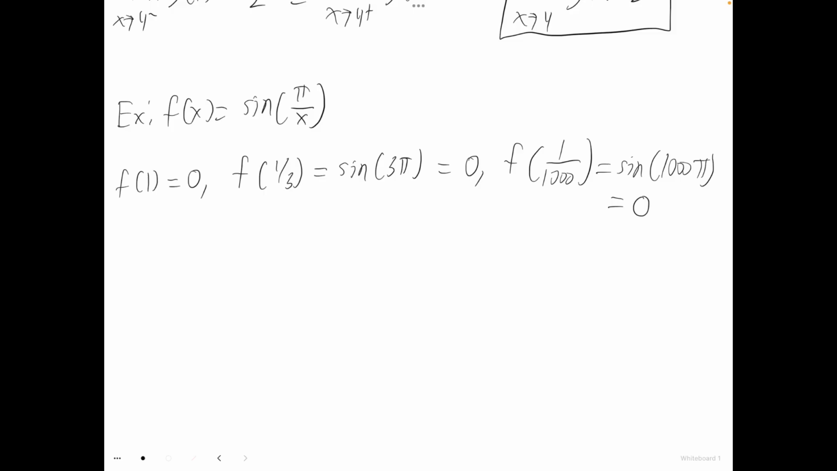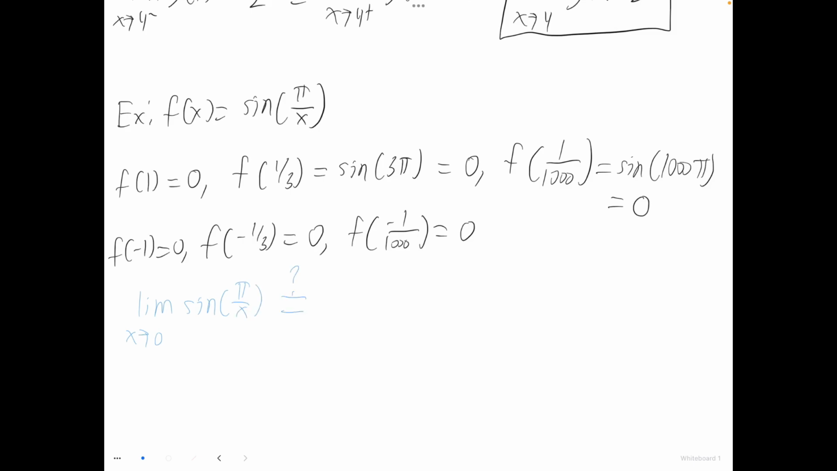Now there's nothing special about taking the positives here. And so f of negative 1 is also 0. f of negative 1/3 is also 0, and f of negative 1 over 1,000 is also 0. So it looks like this limit might be going towards 0, namely the limit as x approaches 0 of sine of pi over x. But what if we were just to pick things a bit differently?